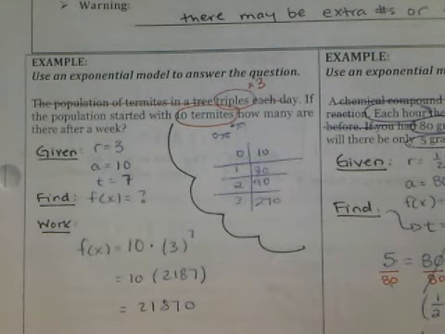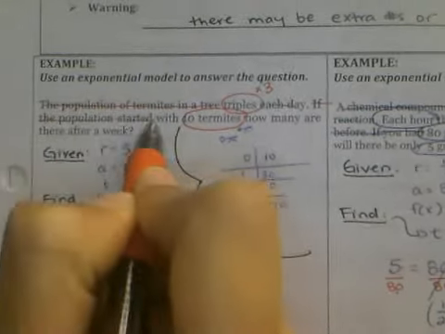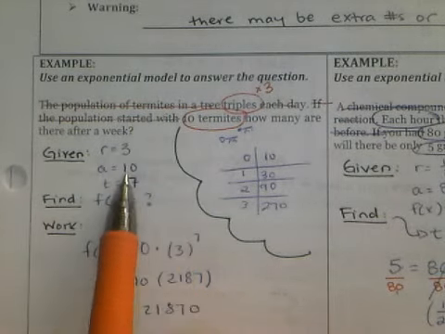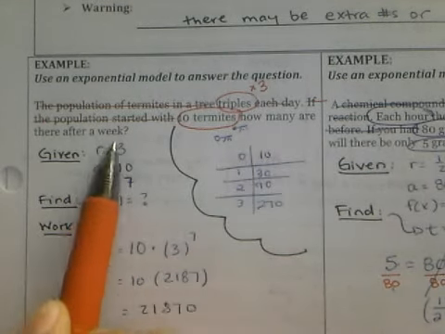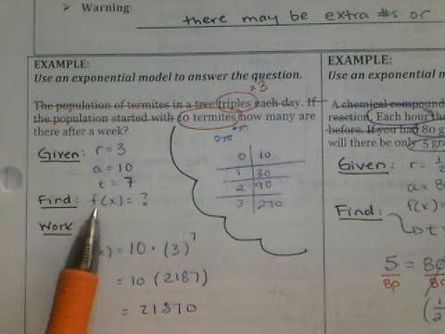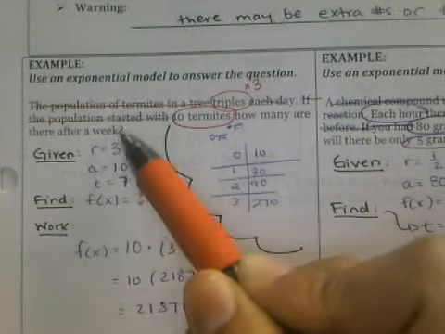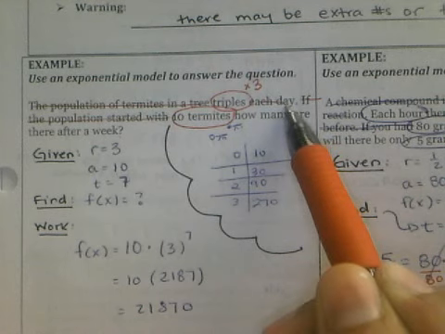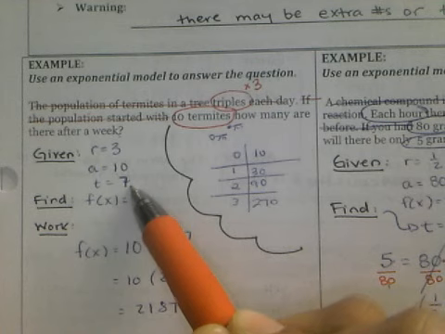As I continue reading, if the population started with 10 termites, I'm going to cross these extra words out and just stick with the 10 termites, which I just identified to be the starting amount. Finally, the question is asking me about how many there are, which means I'm trying to find the total at the end, which is represented by f of x. And a week is a little tricky here because I know that's talking about time, but the change is actually happening day by day. So instead of 1 week, I'm going to record the time as being 7 days.